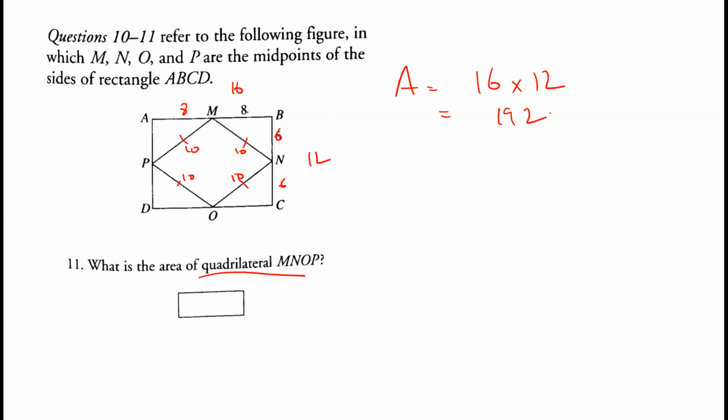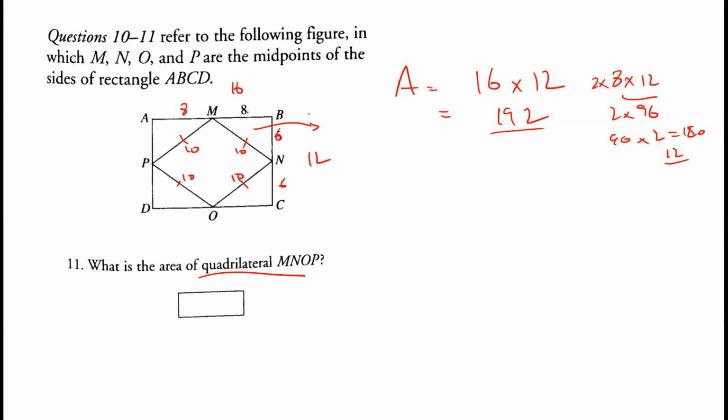So this is your 192. So 8 into 12. 2 into 8 is 16. 8 into 12 is 96. 96 into 2 is 90 into 90 is 180. And 6 2s are 12. So 180 plus 12 is 192.